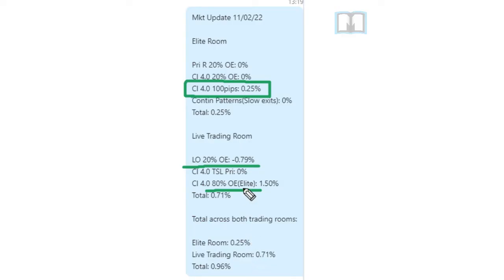It's just within 1 day we exited based on our open equity tables that we've talked about in our previous market update videos and our Traders Education Center videos as well. So total up is 0.71%. You can see total across both rooms, 0.25% on Elite Room, 0.71% on the Live Trading Room, overall just a little bit under 1%, 0.96% to be exact.